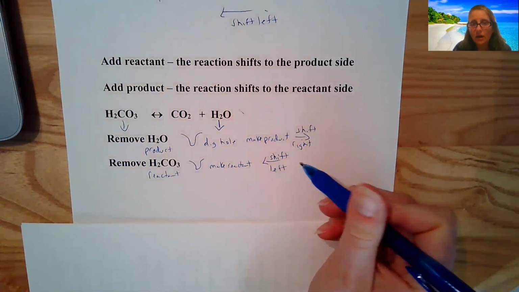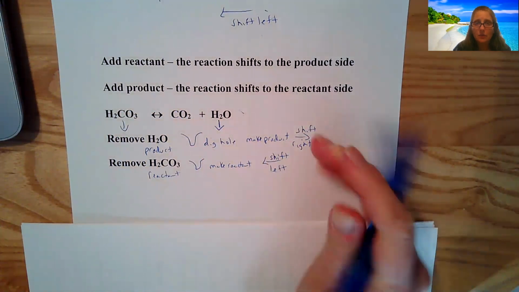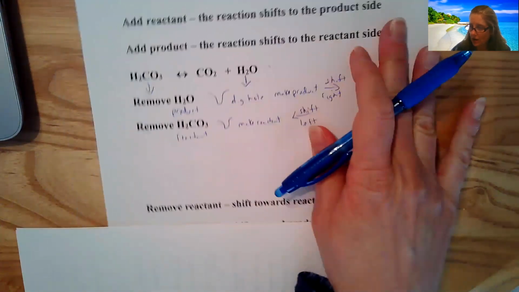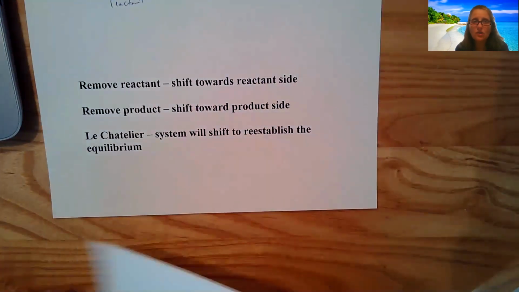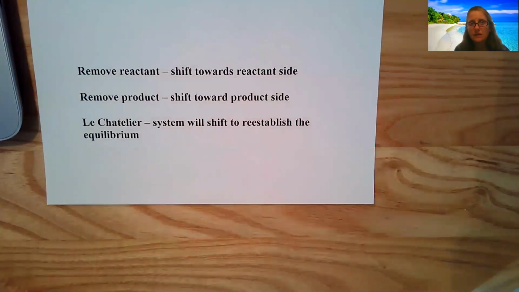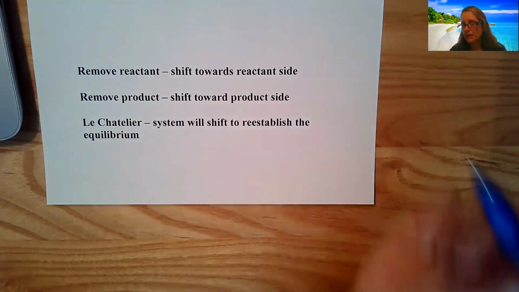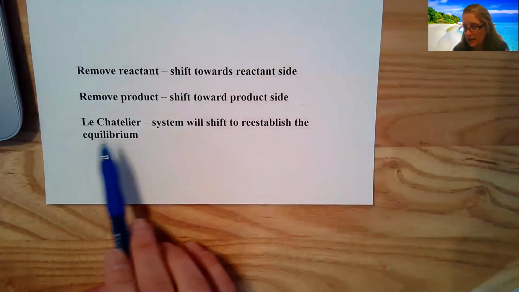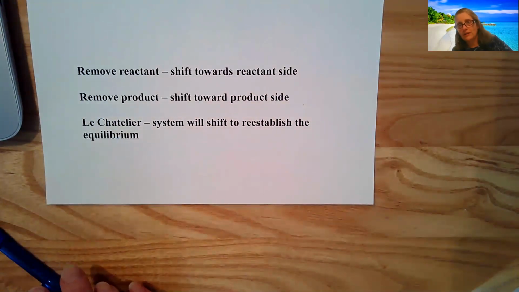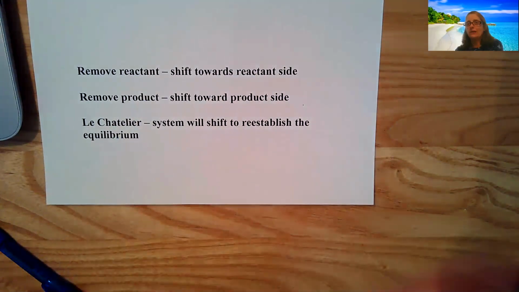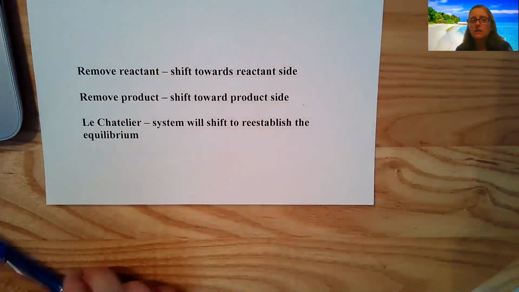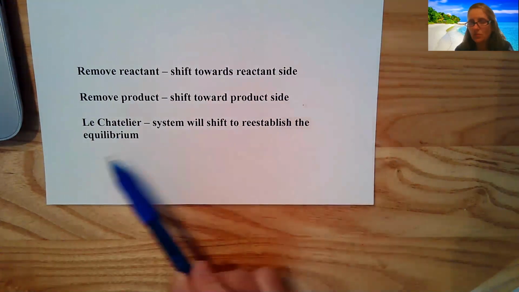And again, you could just draw in the left pointing arrow. You will see that in further notes here. So in general, if I remove the reactant, I'm going to shift towards the reactant side. If I remove the product, it will shift towards the product side. And this has to do with what a chemist figured out, Le Chatelier, again, I apologize: the system will always shift to reestablish the equilibrium.